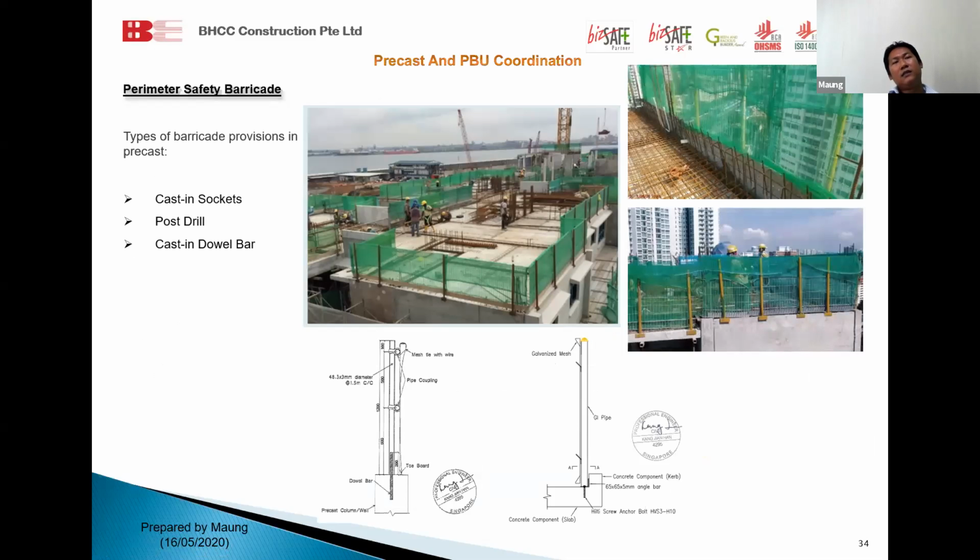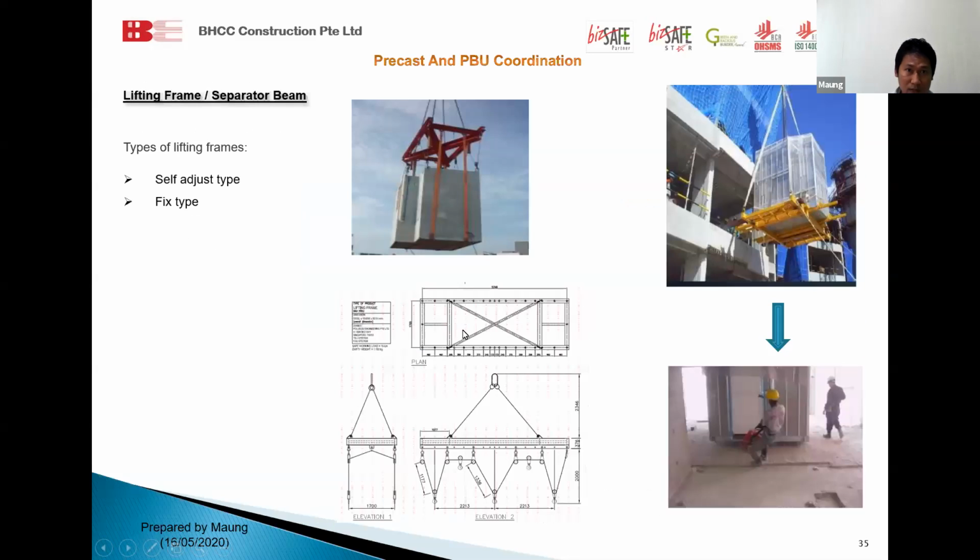Then the next item is the perimeter barricade. So this thing also you need to coordinate for the construction stage. Okay, basically we need to use a casting socket system, or if you cannot do the casting socket, you need to do the post tray, or maybe you just provide the casting dowel. Then just slot in the scaffold materials or the GI pipe. Basically for HDB, we must use a casting socket. They're not allowed to use the other system. So these are the standard details. Later you just take a look. I will not go through the details.